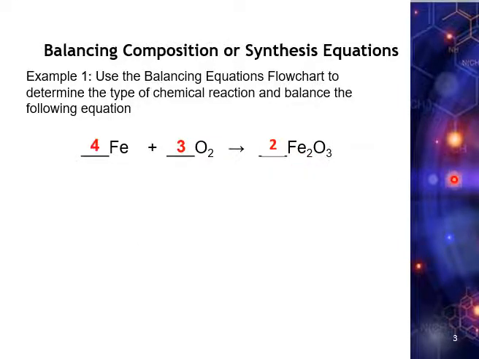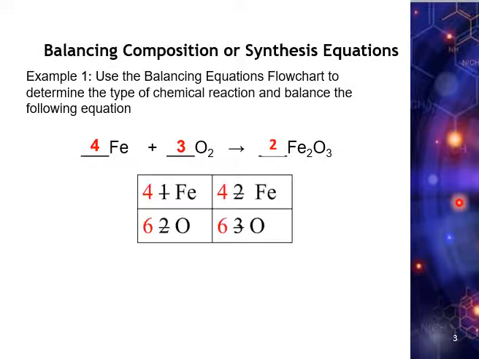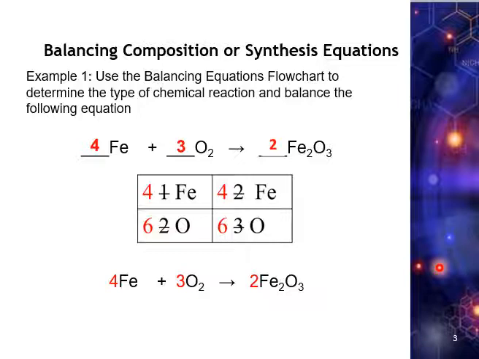So I have to place a 4 in front of the iron on the left, and now the equation is balanced. The final balanced equation is 4Fe plus 3O2. Notice there's a subscript 2. Oxygen is a diatomic molecule. It always has a 2 when it's by itself. Yields 2Fe2O3, which is iron 3 oxide.